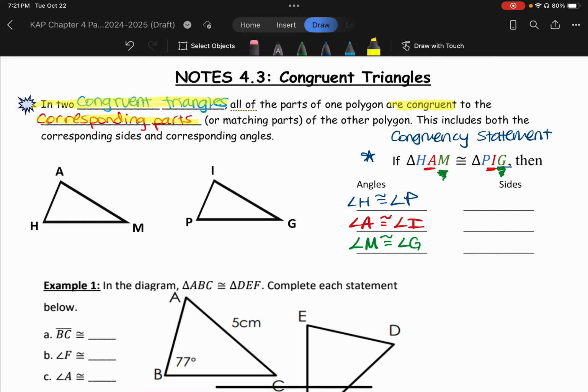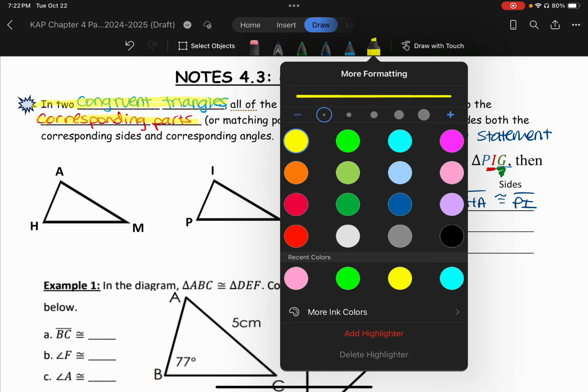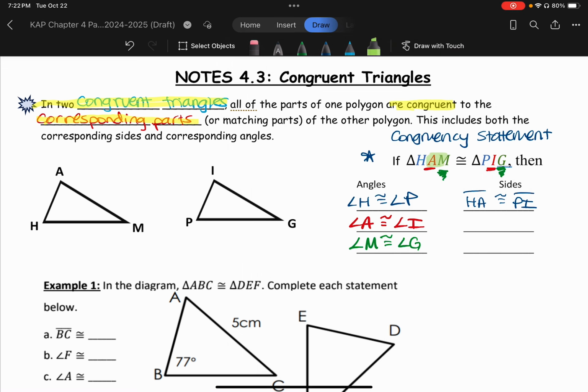Okay, I'll show you how this works with side lengths. If I look at HA, which I have highlighted in yellow, HA is the first two letters. So it corresponds to the first two in the second triangle, which is PI. So we could say here that line segment HA is congruent to line segment PI. Okay. Similarly here, if we take a look at the second and third letters, so AM, that's the second and third letters. It corresponds to the second and third letters, which would be IG. So in this case, line segment AM is congruent to line segment IG.